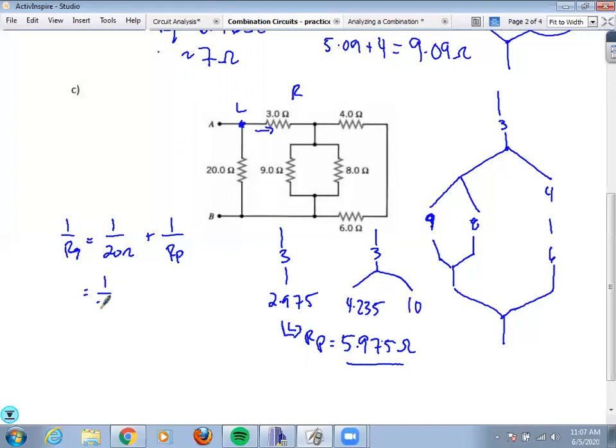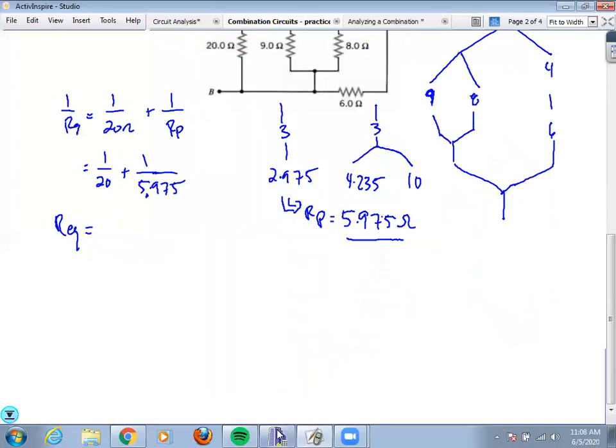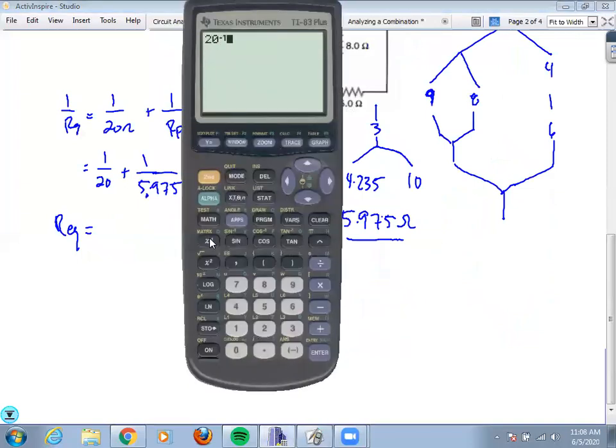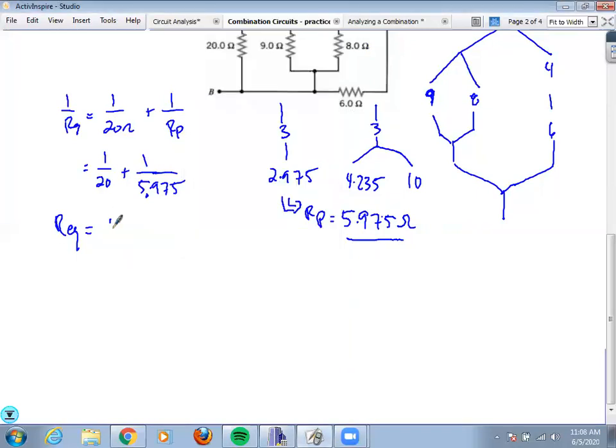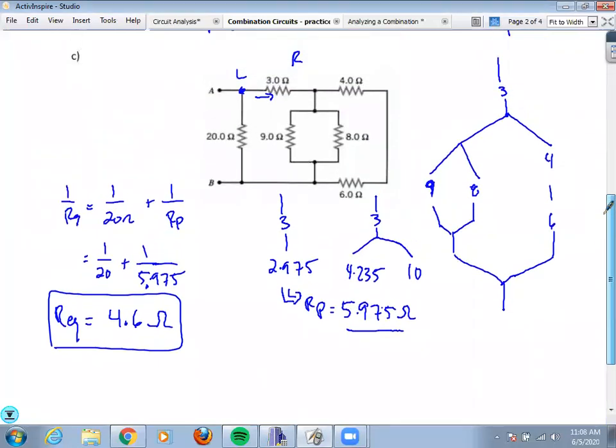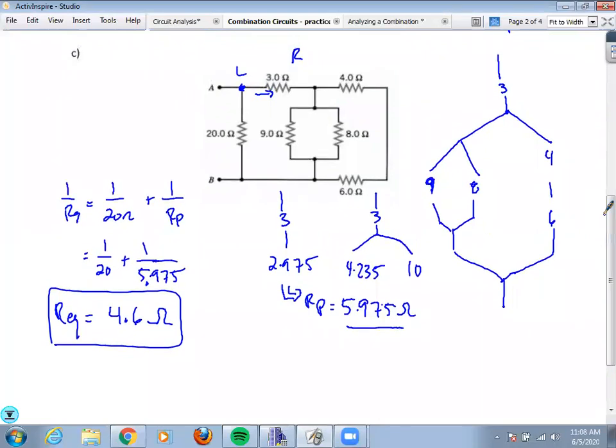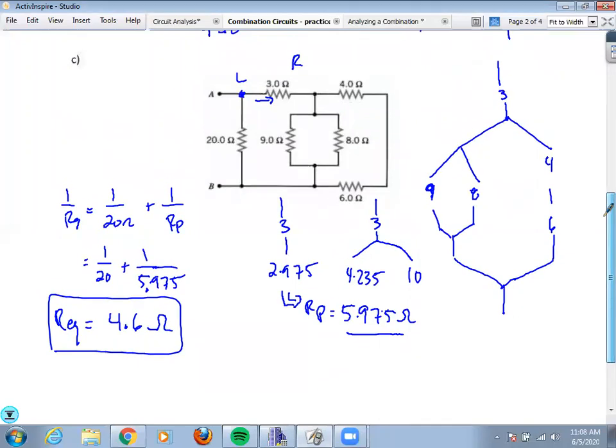So it's going to be 1 over 20 plus 1 over 5.975. And we can find REQ. 1 over 20 plus 1 over 5.975 yields 4.6 ohms for part C. There's different ways to work it out, but that's one of the ways, and hopefully you see how it's just using a combination of the 3 different rules that you were taught.